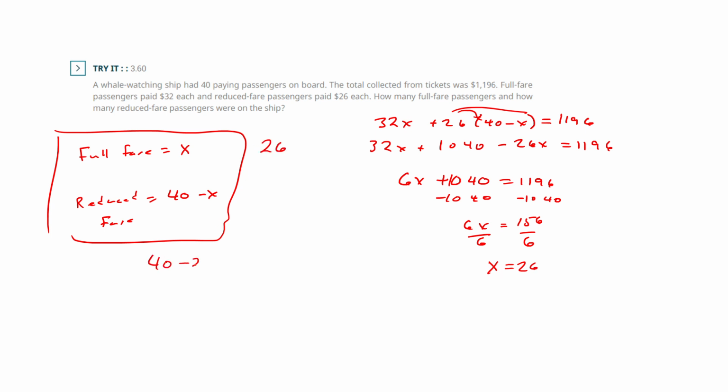So there were 26 full fare. So the reduced fare would be this. So the reduced fare is 14.